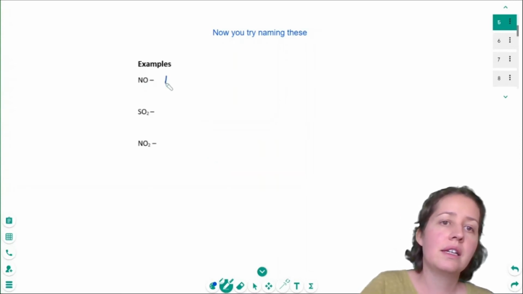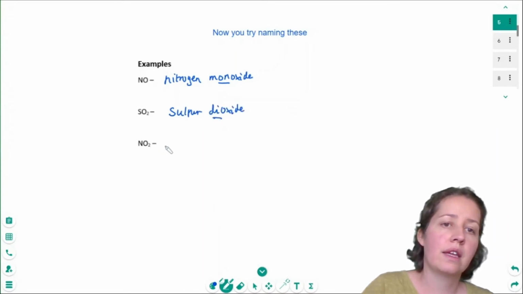NO is nitrogen monoxide. SO2 is sulfur dioxide, and NO2 is nitrogen dioxide.